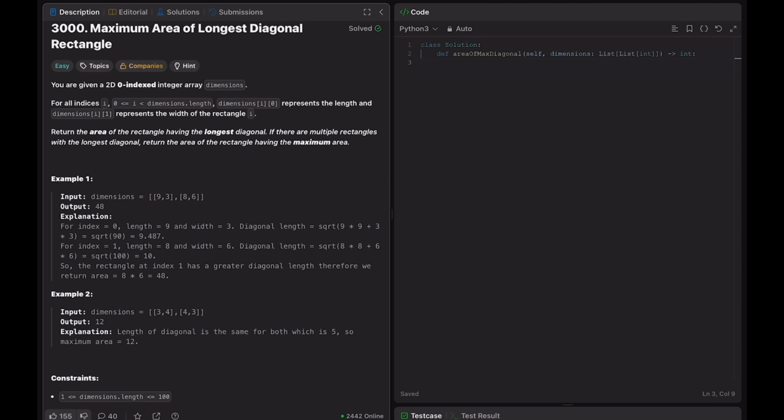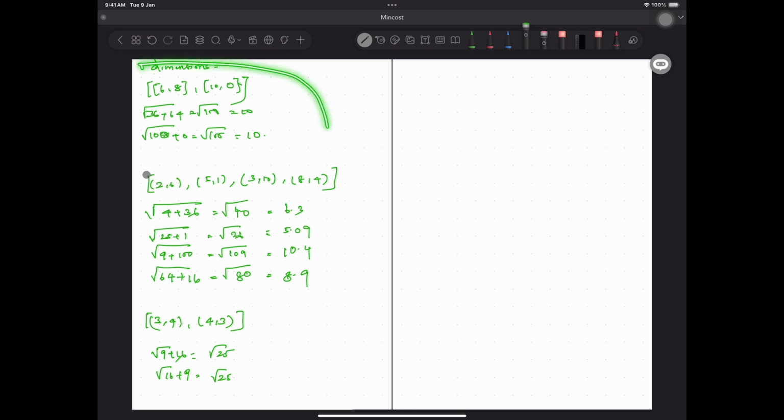Got it? Now let's take a look at how we are going to approach this question and what are the different cases that we have to handle. I have taken these three examples to demonstrate how we are going to approach the solution. In the first case, the diagonal remains the same. 6 square is 36 plus 8 square is 64, which gives you 100. The diagonal is 10. Here, 10 square is 100 and 0 square is 0, and the diagonal is 10.